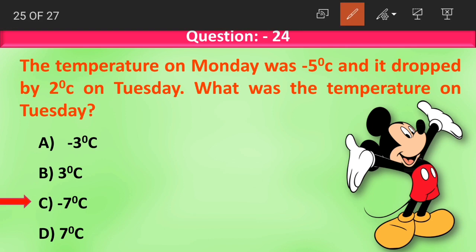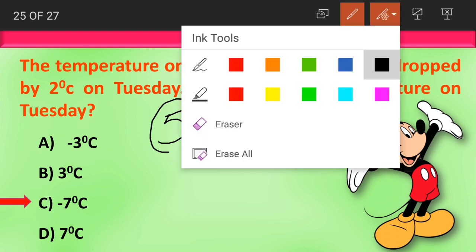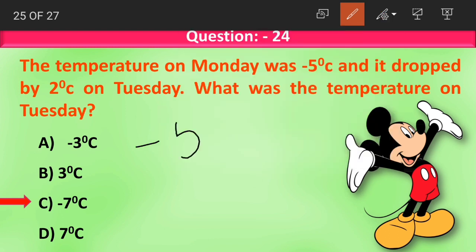How to solve this? If I say the temperature was 5 degrees and it decreased by 2 degrees, how will you do it? 5 minus 2 is equal to 3. It was 5 and it decreased by 2, so the answer will be 3. In the same way, it was minus 5 degrees and it decreased by 2. So minus 5 subtract 2. Minus 5 degrees and then we are subtracting 2 degrees. Now what will the answer be?